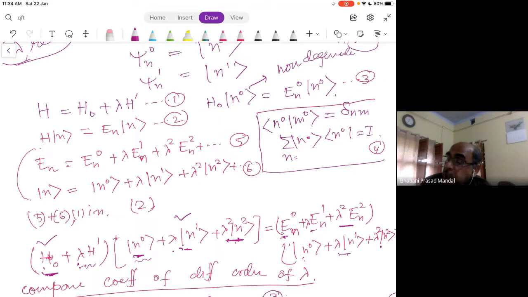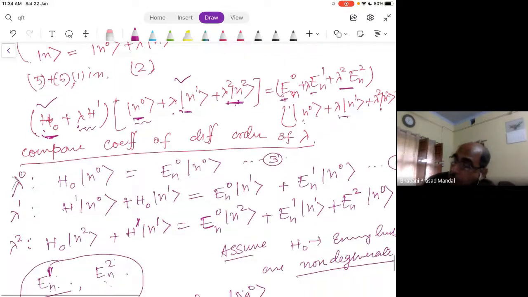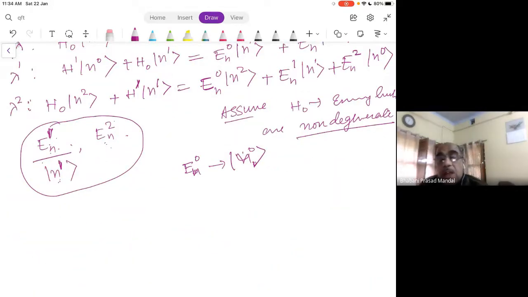You all know the meaning of degeneracy. If you have one eigenvalue corresponding to two, three or four eigenfunctions, then it's called a degenerate level. Those who have studied the hydrogen atom know that the nth level is n square degenerate, right?